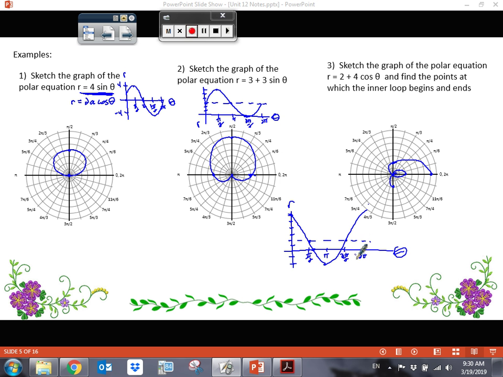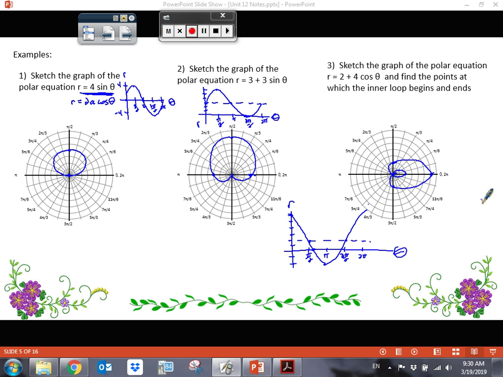Lastly, in this fourth quadrant, all my r values are positive, so I'm going to actually be in the fourth quadrant the whole time. So I'm just going to complete, and I end back at 6. Okay.